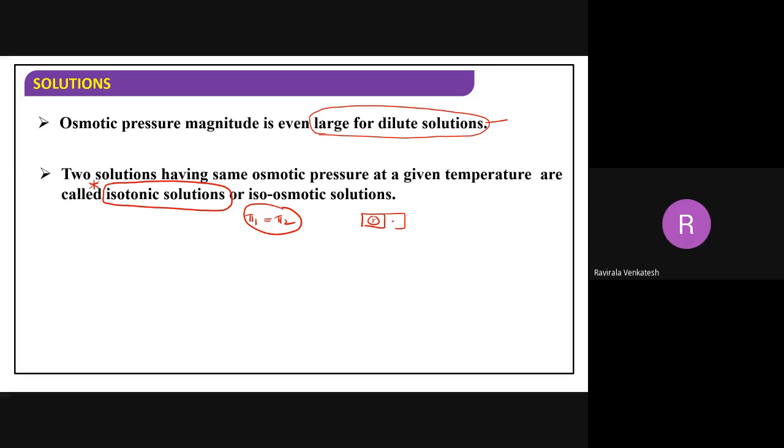I have taken two solutions here, solution 1 and solution 2, and these two have the same osmotic pressure, pi 1 equal to pi 2. Then they are called isotonic solutions. Correct? Right.